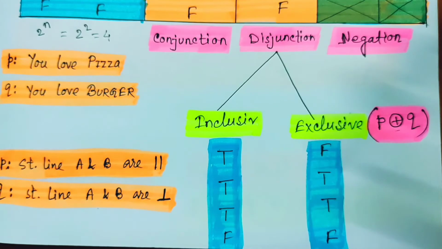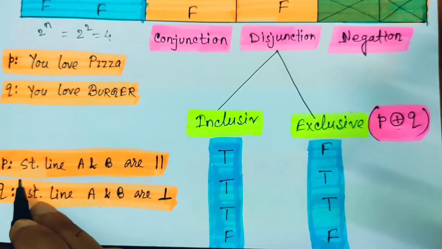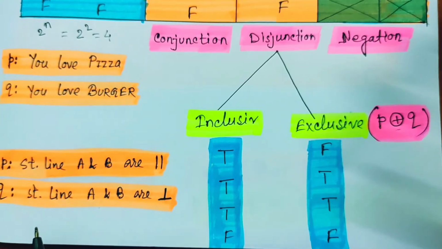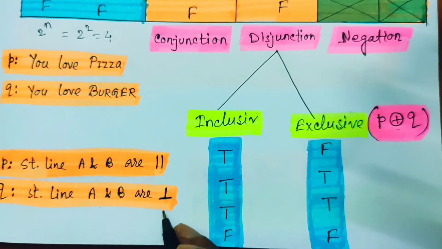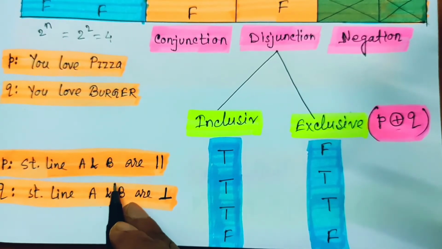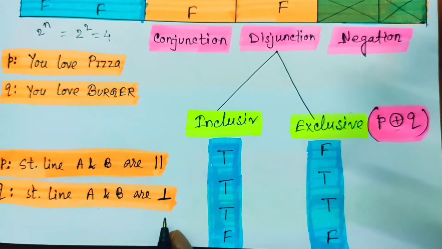So for example, suppose we have one proposition, straight lines A and B are parallel to each other, and another proposition is given that straight lines A and B are perpendicular to each other. So that means either A is perpendicular to B or A is parallel to B. Neither simultaneously both can occur.